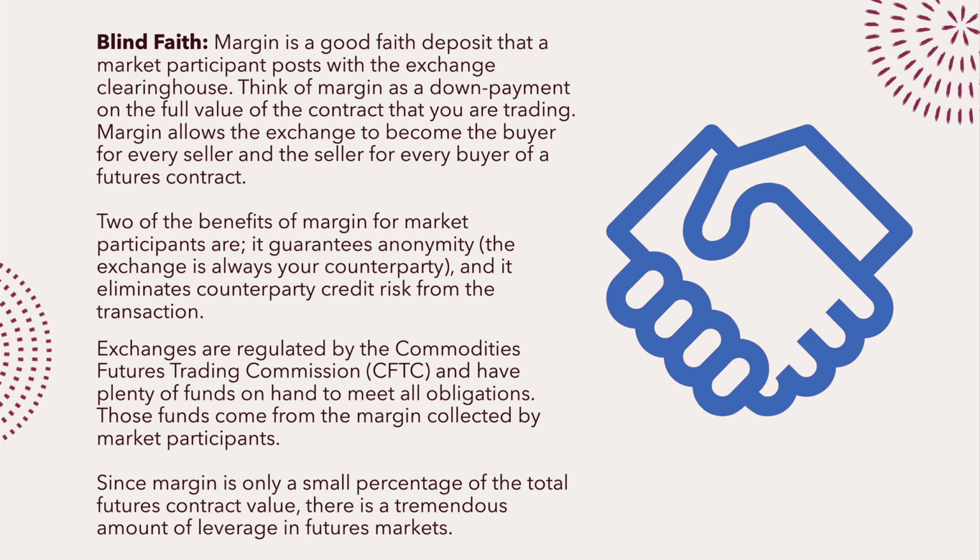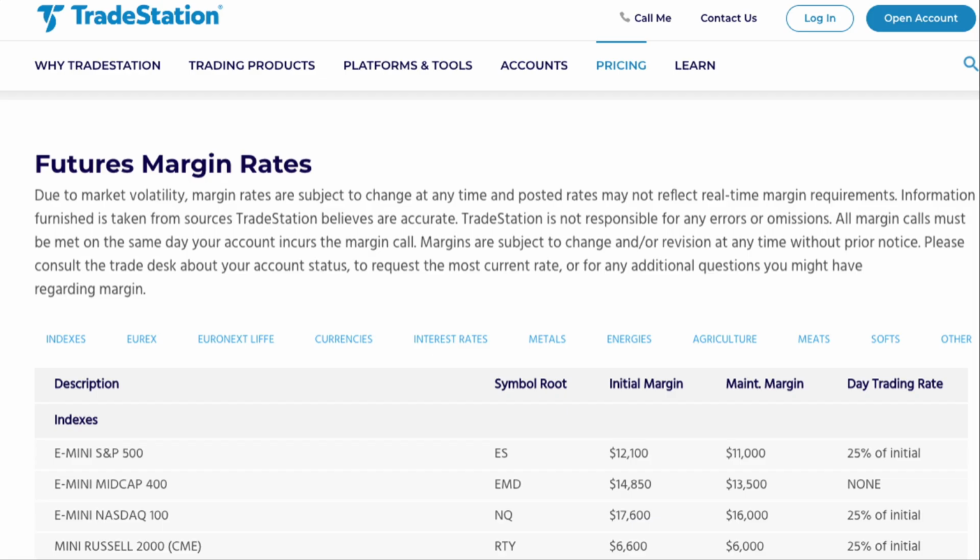My broker is TradeStation, so in this next example, I took a screenshot of the margin requirements for some futures contracts. So here at the bottom, we have the E-mini S&P 500, which is an index futures contract, mid-cap, NASDAQ, and Russell. So if I wanted to buy or sell one E-mini S&P 500 futures contract, I would need to put up $12,100, and my maintenance margin would be $11,000.